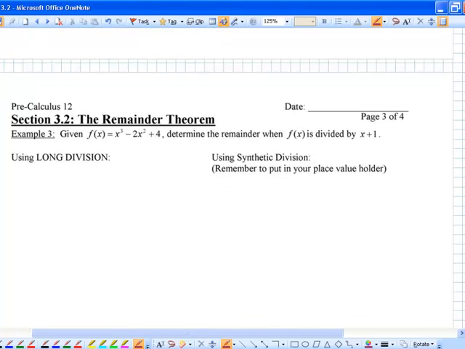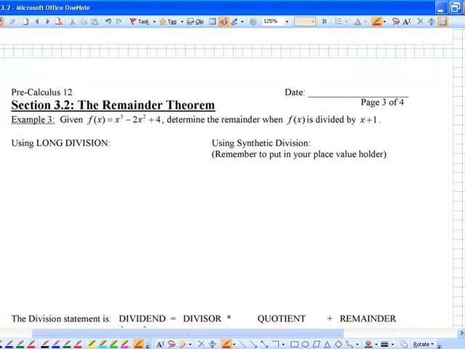Now, let me ask you to do one more long division question. Okay, here's example number 3. And I'd like you to do it both ways. Then I'd like you to write the division statement. And then we're going to really figure out what this whole remainder theorem thing is all about. Our goal here in this section is to try to figure out a nice, quick way of finding the remainder. So we don't have to do this long division over and over again. But before we do that, let's do it one more time.